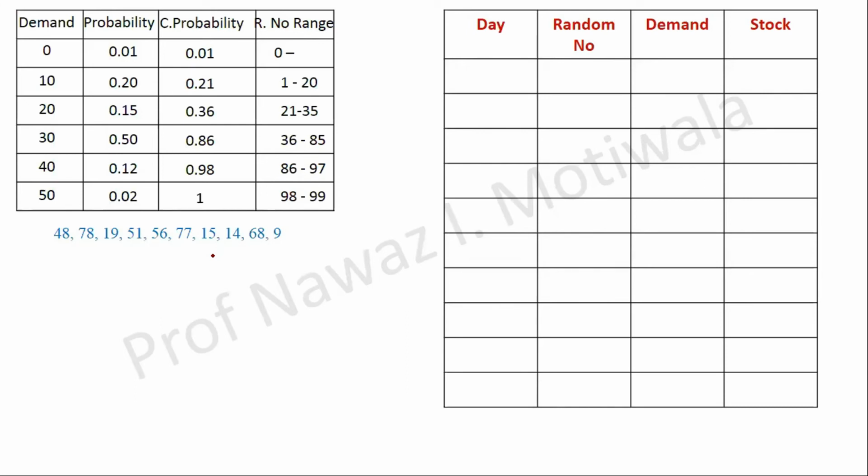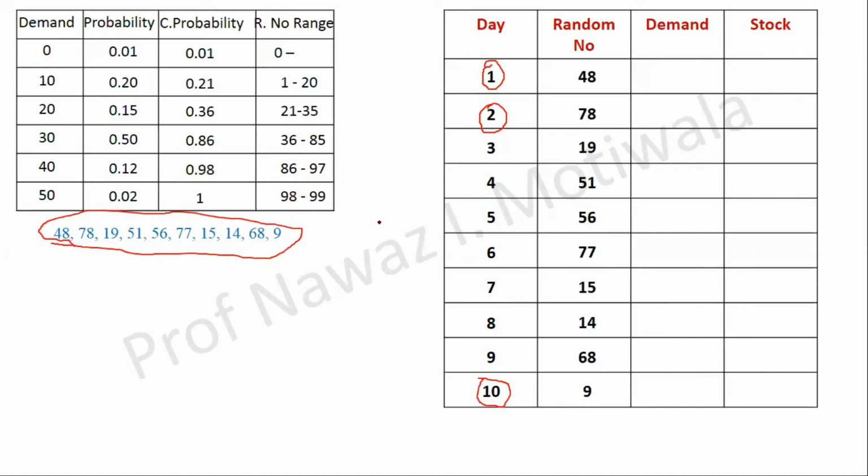Now let us start with the simulation part. As we all know, we want to simulate for the next 10 days. So I will write down here 1 to 10. This particular row will give me the simulation for the first day. Similarly, this particular row will give me the simulation for the second day and so on. We will continue up to the last, the 10th day of the simulation. Now the next column is random number. What you need to do is just put these random numbers in this particular sequence in this column. So I will write 48, 78, 19 for the first 3, and for the last 3 it will be 14, 68 and 9.